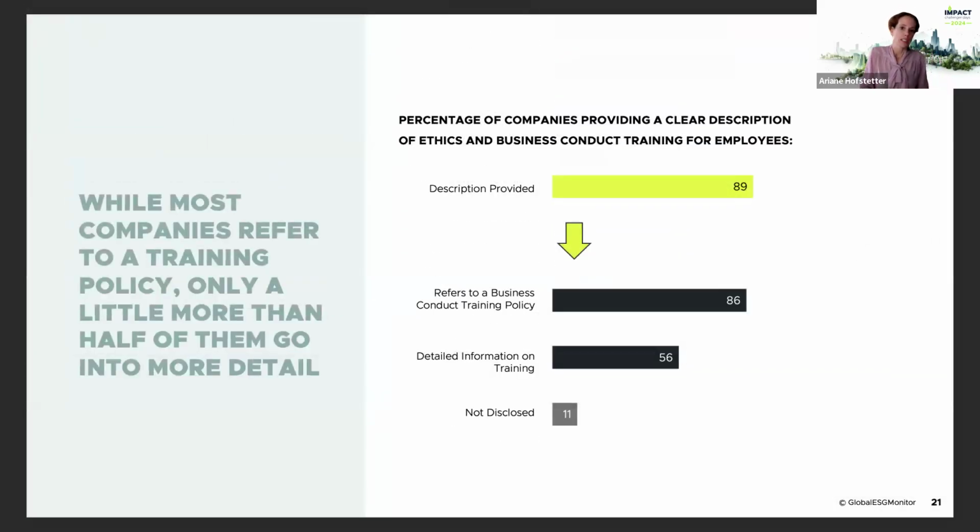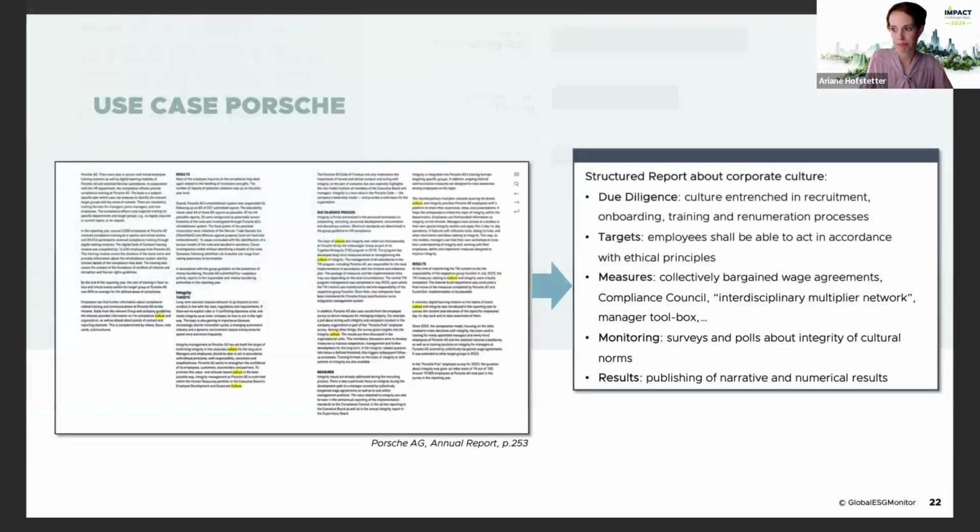We also looked at the percentage of companies providing a clear description of ethics and business conduct training for their employees. This is also well anchored in reporting. 89% report on this. And also in details, it's pretty good. So 86 refer to a business conduct training policy, and 56 give detailed information on these trainings, which is quite high numbers. You see those are marked in black. So it's true for more than every second company in this case.